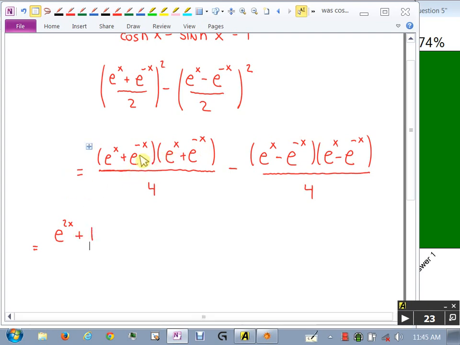And then what about here? Do these inner ones. 1 again? Then do the outer ones. What's e to the negative x times e to the negative x? E to the negative 2x. All of that over what? 4.